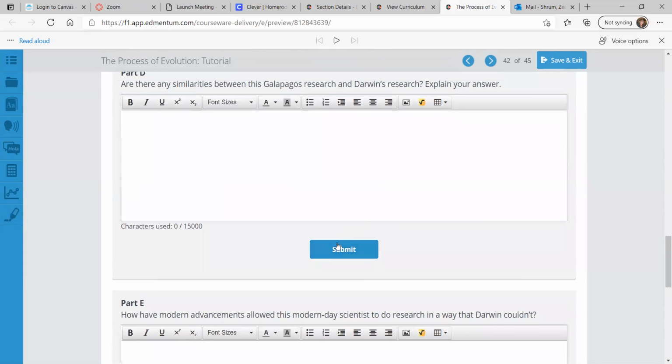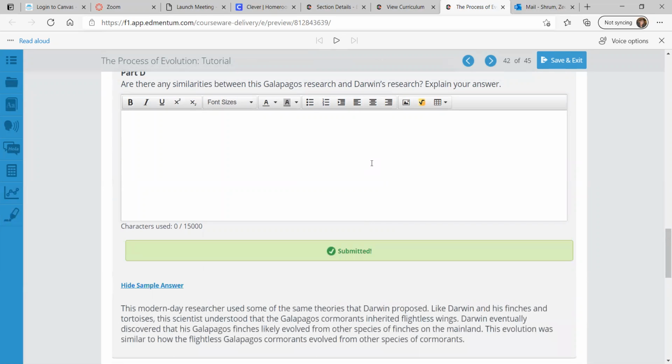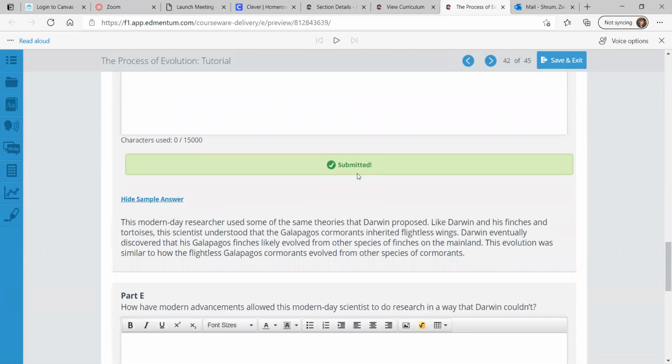Are there any similarities between this Galapagos research and Darwin's research? Explain your answer. Well, this modern day researcher used some of the same theories that Darwin proposed. Like Darwin and his finches and tortoises, this scientist understood that the Galapagos cormorants inherited flightless wings. Darwin eventually discovered that his Galapagos finches likely evolved from other species of finches on the mainland. This evolution was similar to how the flightless Galapagos cormorants evolved from other species of cormorants.